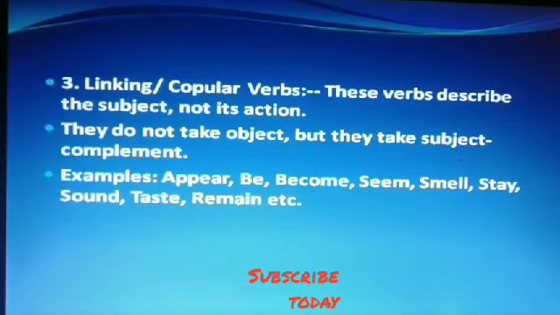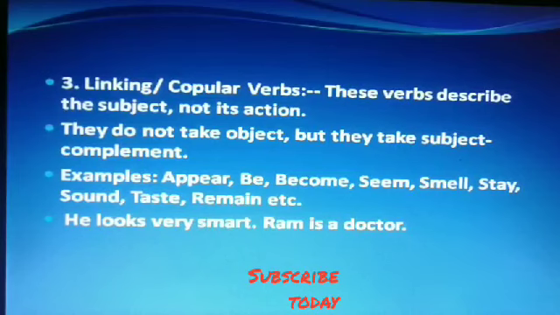Now look at the first sentence. He looks very smart. In the first sentence, very smart. Who is very smart? He. Very smart describes the subject he. In the second sentence, a doctor describes Ram. These two words, Ram and a doctor, are linked by the verb is. So is is a linking or copular verb. Looks links he and very smart. So you must remember that looks and is are linking verbs.